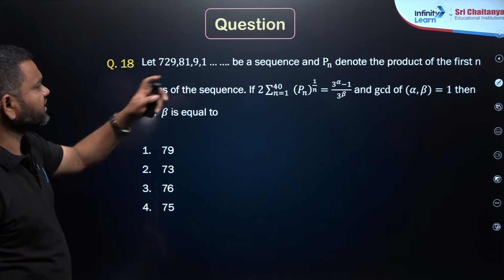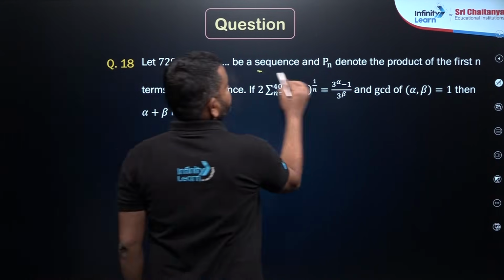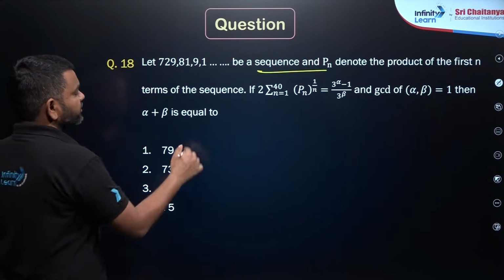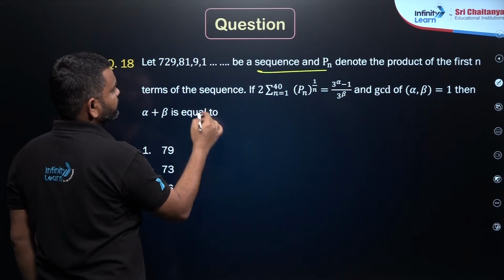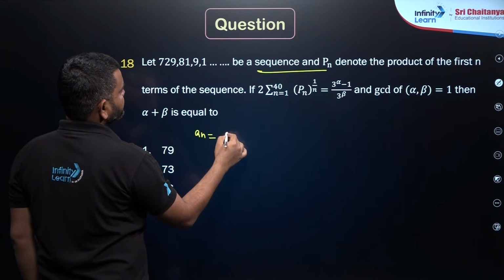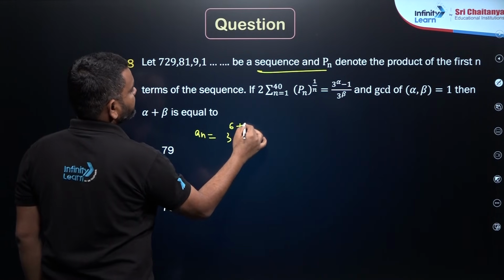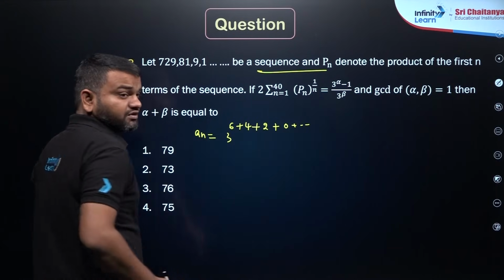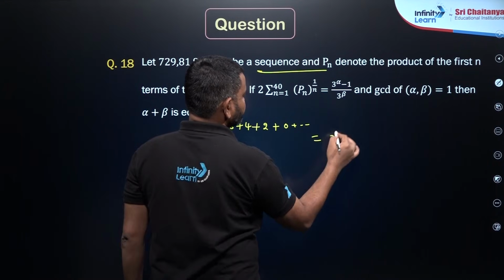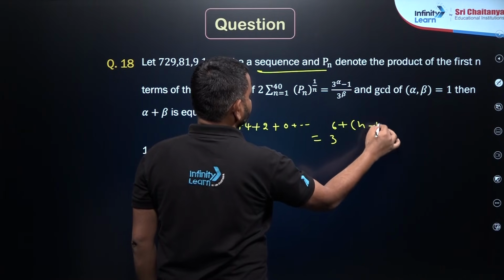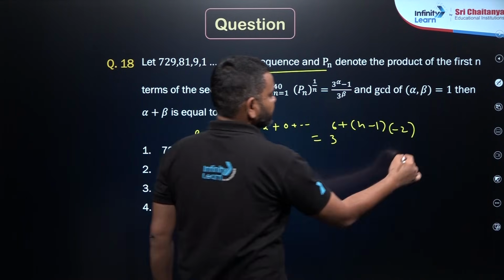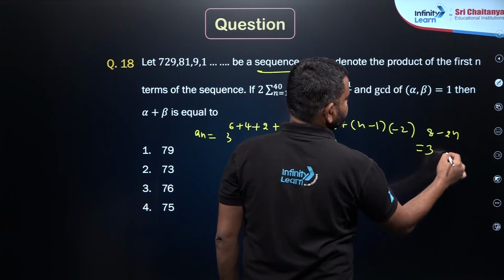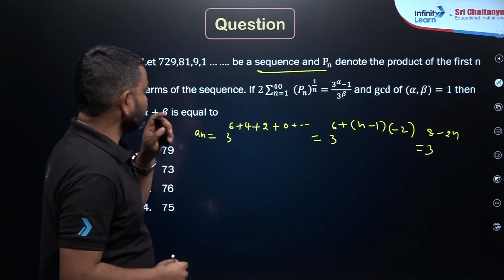They have given this order here. The sequence Pn denotes the product of the first n terms. So the nth term is going to be what? An is going to be, this is a decreasing series, so 3 power 6, then 4, then 2, then 0, and so on like that. So this is an AP, children. So this is going to be 3 power a plus n minus 1 into d, where d is minus 2. So we are going to get 8 minus 2n. So this is the an value which we are going to get.